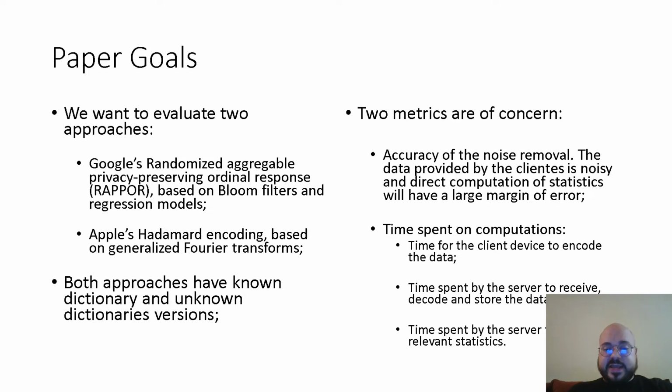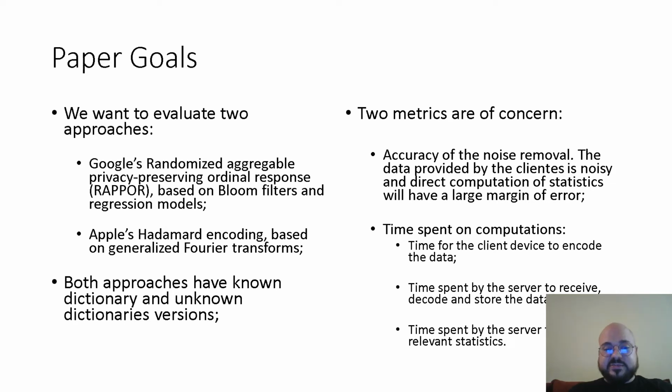On the other end, the server uses some heavy-handed statistical analysis to remove the noise and compute the heavy hitters. The other approach we want to evaluate is Apple's Hadamard encoding. This approach is much simpler. It is based on Fourier transforms. It's very lightweight on memory usage.